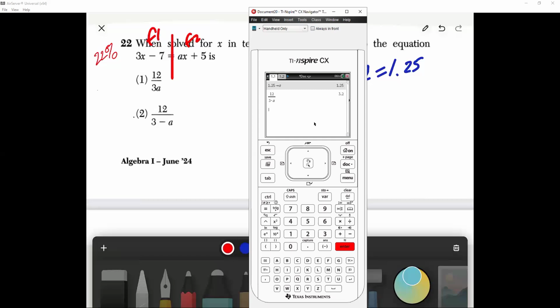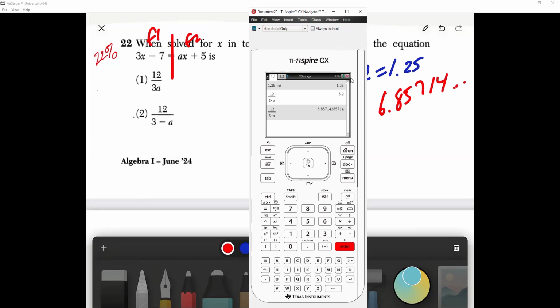Let me write down what we are looking for: 6.85714, and it probably has some more decimals. It is going to be rational, it's going to repeat, but that's enough for what I need. Now let's check the next one. This one is 12 divided by 3 minus a. We press enter, and there it is: 6.85714285714285714. That is our answer.